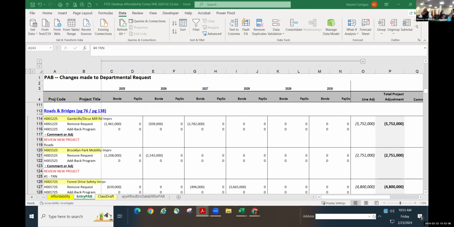Anybody, any comments on these? I'm sorry, Naomi, I have one question. The Gambrels road improvement was number 1 for DPW? Yes, I believe highways. Okay. For highway, sorry.